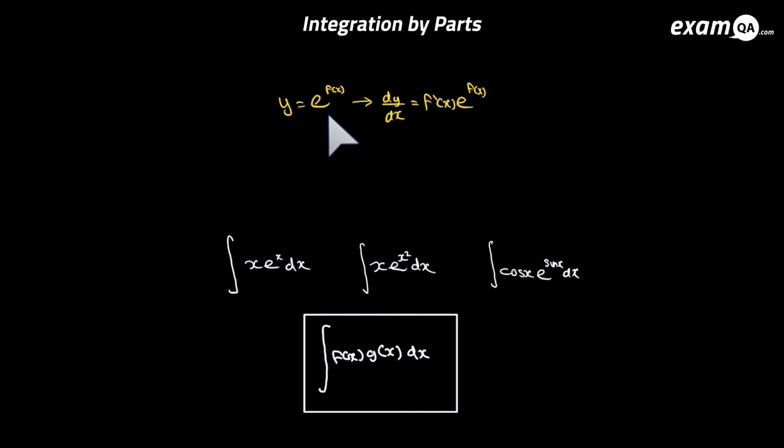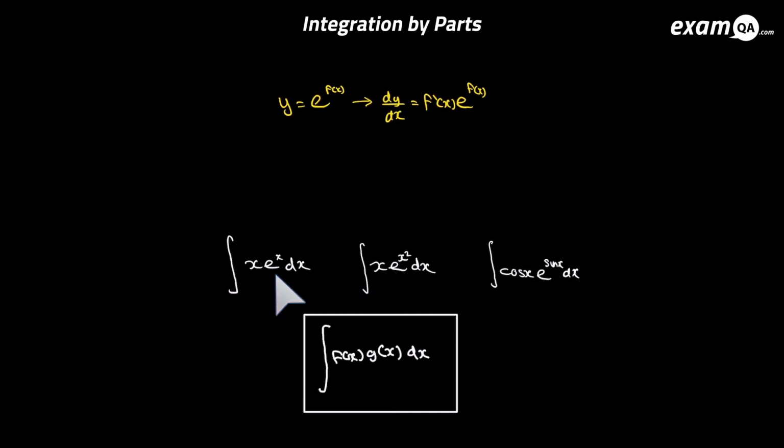Now the second one is not too bad also. As e's power is x squared, what we have at the front is x. And the differentiation of x squared is 2x. So although it's not perfectly 2x at the front, it is a multiple of it. So this one is also okay. You can use the reverse chain rule to integrate this one.